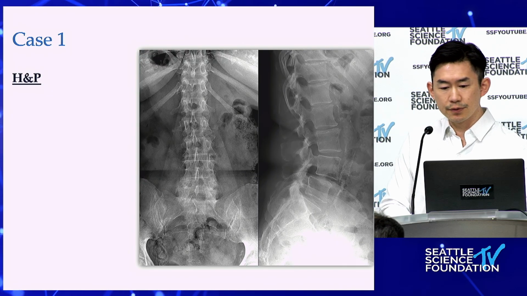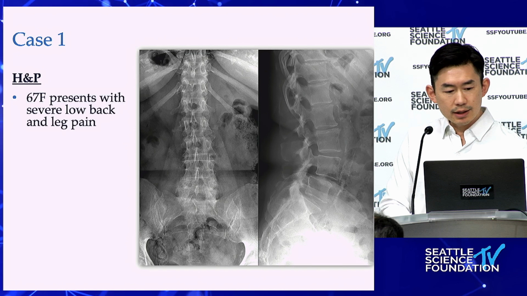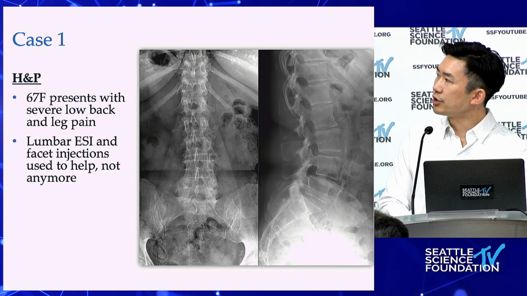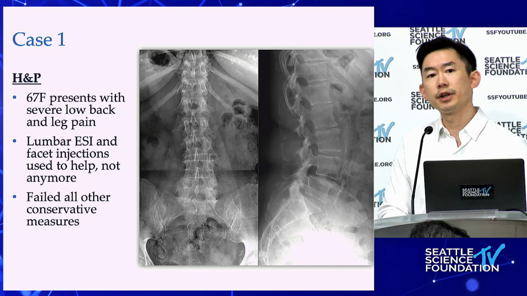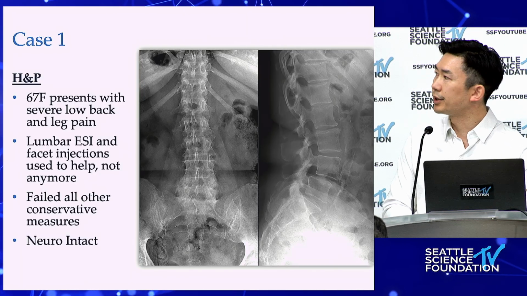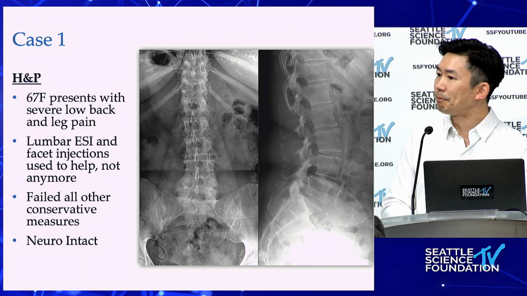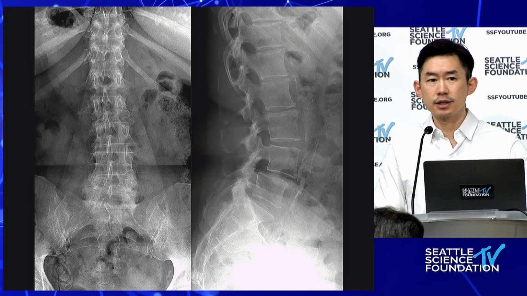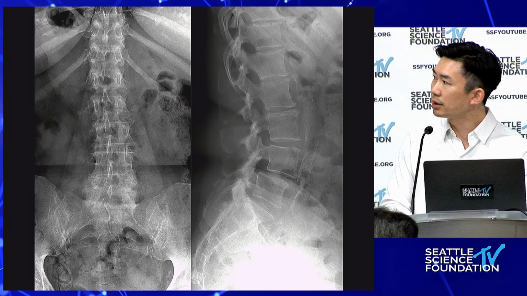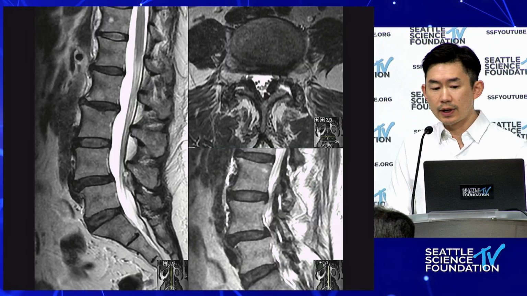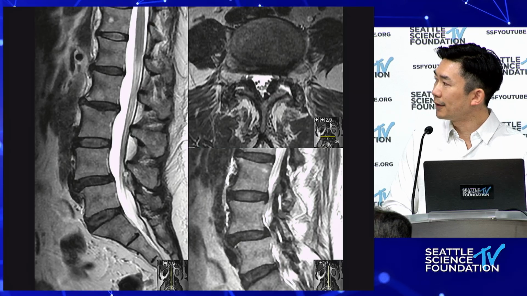So for the two cases, the first one, a 67-year-old coming in with low back and leg pain, lumbar ESI and facet injections used to help, not anymore. She's failed everything else, and she's neurointact, right? And you can see on the X-ray here, she's got a 4-5 spondy. And like Juan said earlier, 4-5 degenerative change is one of the most common things that we deal with. So you can see the spondy here. Centrally she looks fine. She's got lateral recess stenosis on the left.